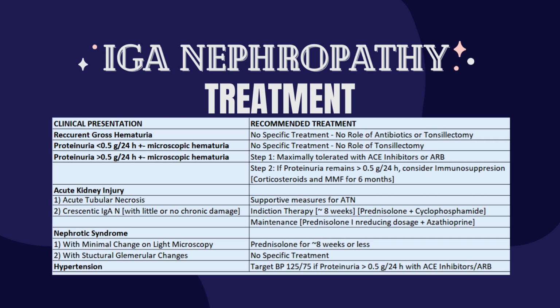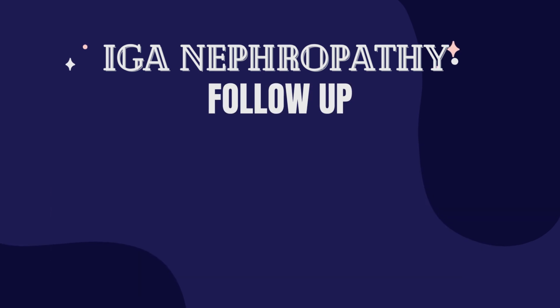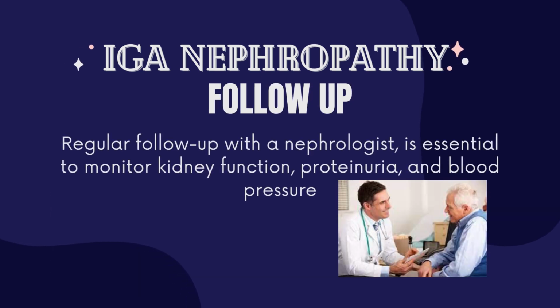Hypertension is well controlled with ACE inhibitors and ARB medications as first-choice antihypertensive drugs, with a target BP of less than 130/80. Regular follow-up with a nephrologist is essential to monitor kidney function, proteinuria, and blood pressure.